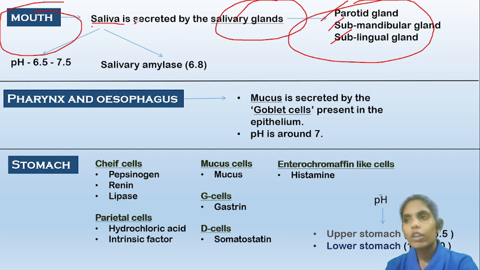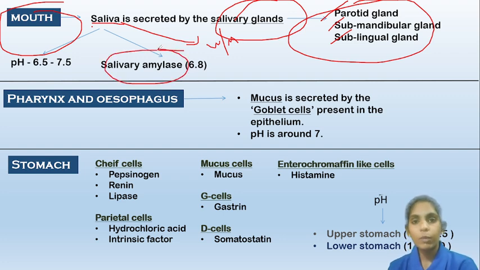And what does the saliva contain? The saliva contains water, mucus, and an enzyme called salivary amylase. This is an enzyme which is responsible for digesting carbohydrates. The food contains carbohydrates like starch, right? So this amylase enzyme digests or converts the starch into maltose molecules, and it has a pH around 6.8.